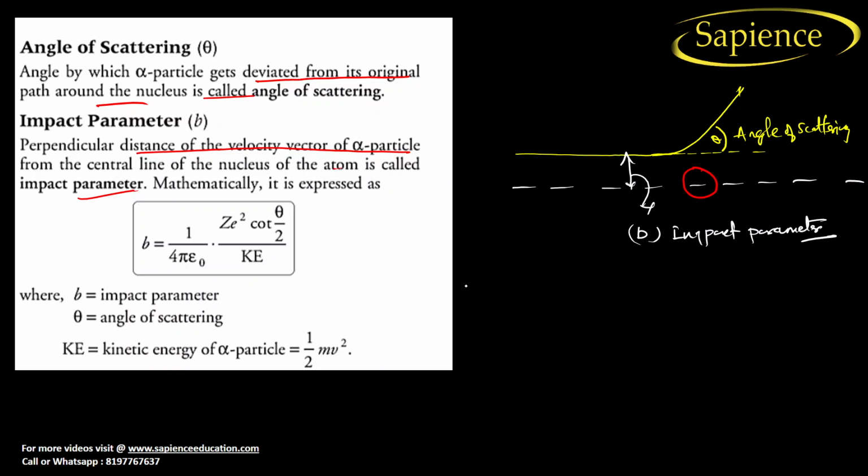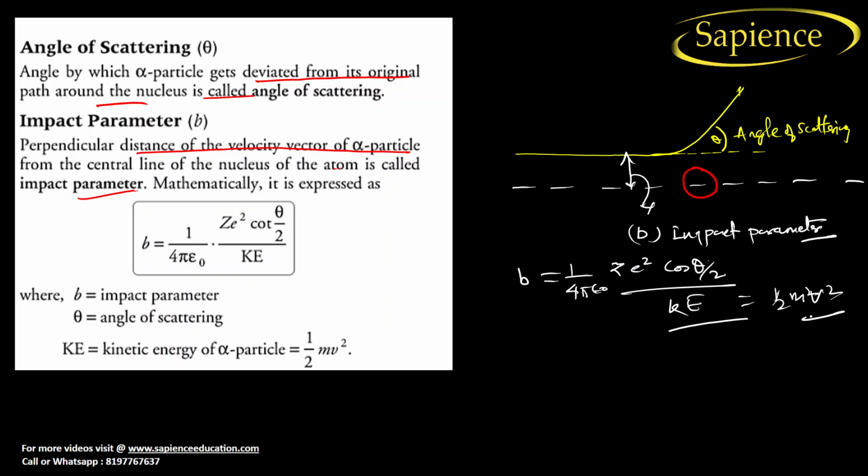Now from here we can find the impact parameter. Mathematically it is expressed as impact parameter b equals 1 by 4 pi epsilon naught into Z, that is the atomic number, into e square into cot theta by 2, where theta is the angle of scattering, divided by kinetic energy. And kinetic energy can also be written as half mv square. So you can use these formulas to get this, right? I hope you have understood this.